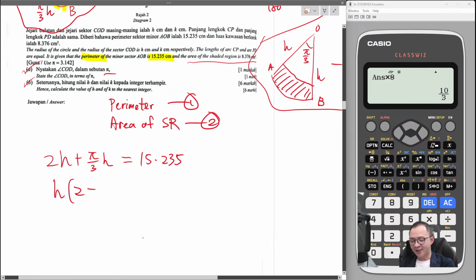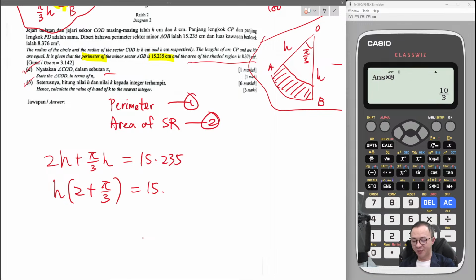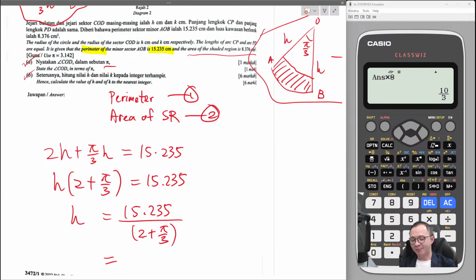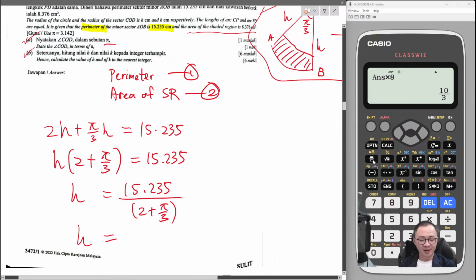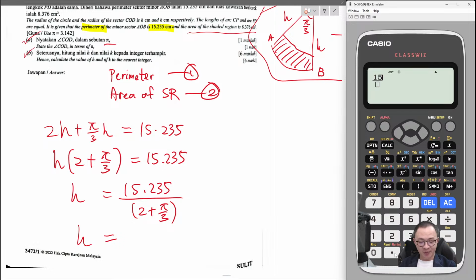I want to find H. I will factorize out. I take out the H from both of them. Equals to this one. Then this bracket, I move to the other side. It becomes divide, isn't it? Then I type the whole thing into the calculator. Got my H, bonus mark. 15.235 divided by 2 plus pi over 3. Round off to nearest integer, 5 centimeter.